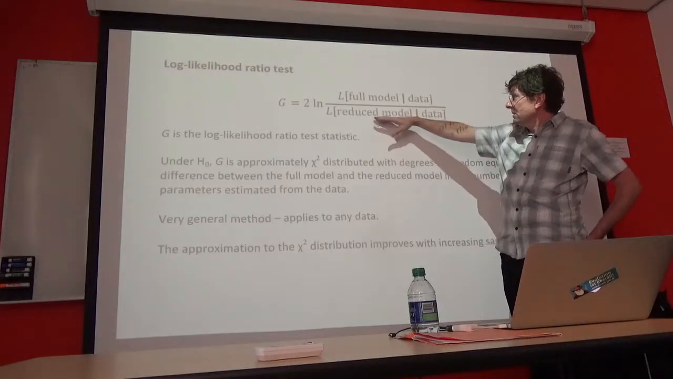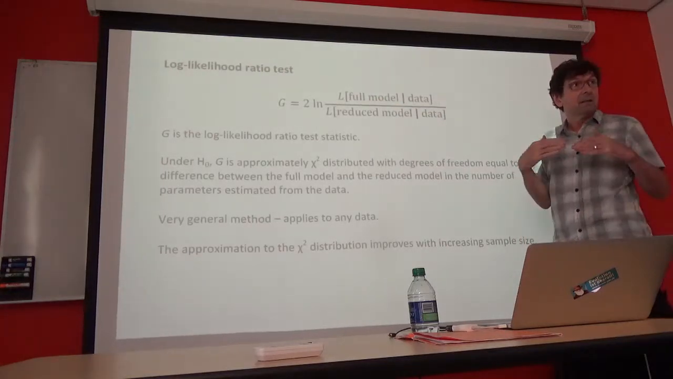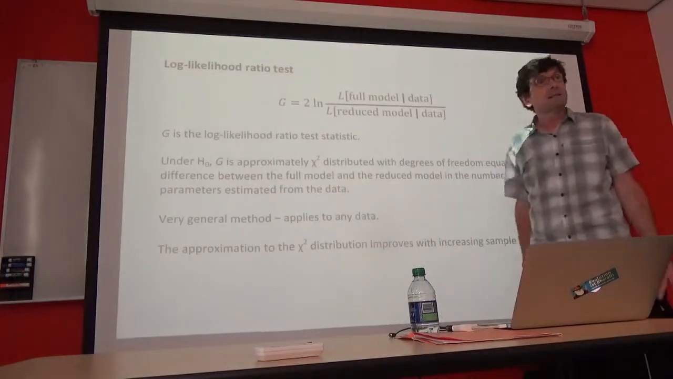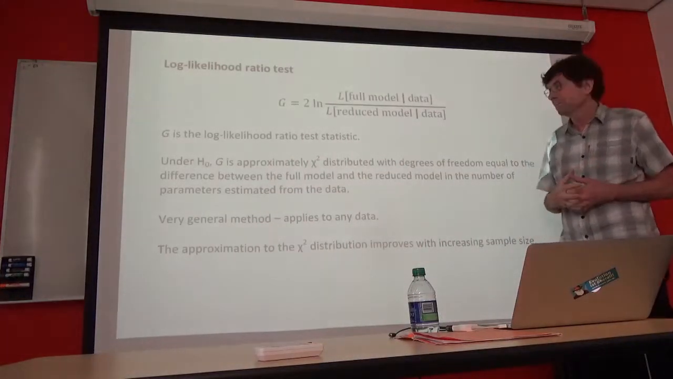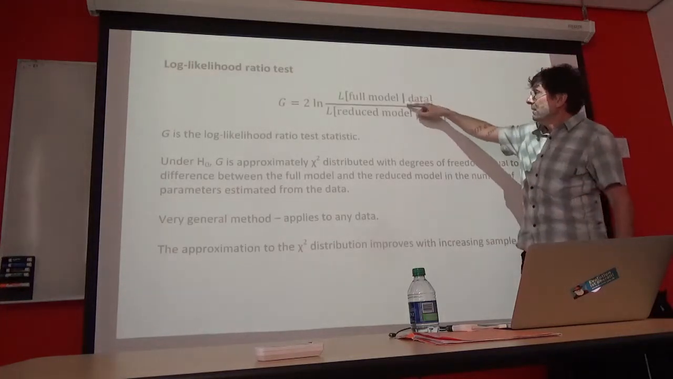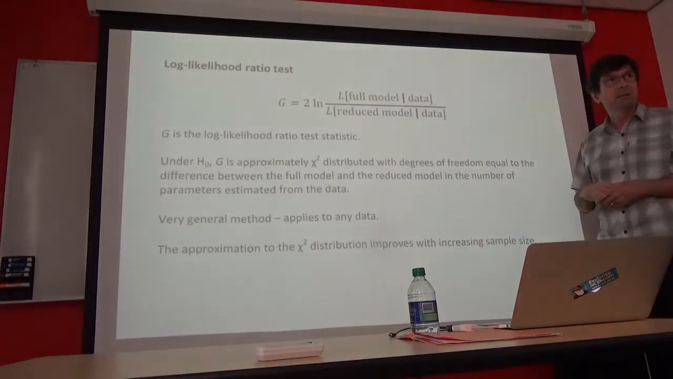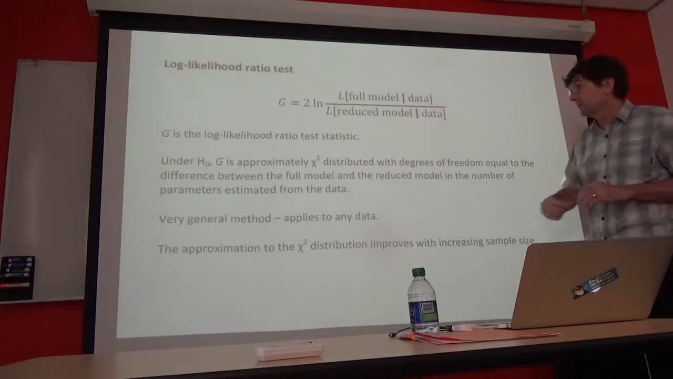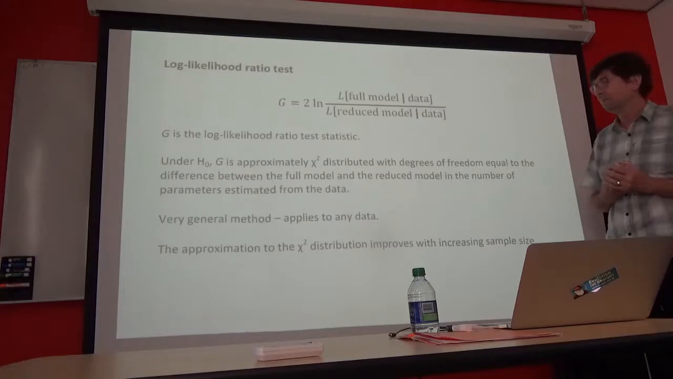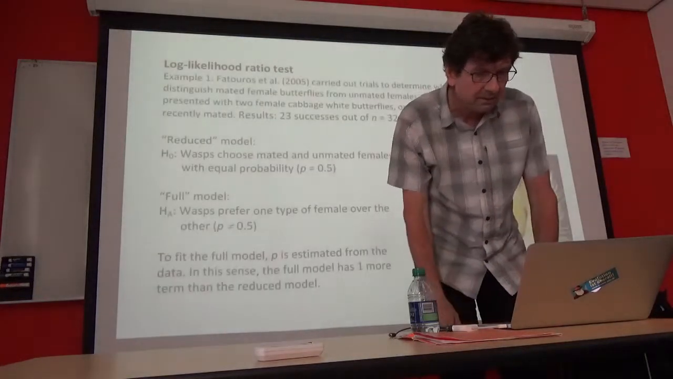Usually the way that this is used is that the reduced model is a null hypothesis and the full model is the alternative hypothesis for a test of a specific term. If the null hypothesis is correct, then G has an approximate chi-square distribution. The degrees of freedom of that chi-square distribution are the difference between the full model and the reduced model in the number of parameters they contain. So once again, it can be used with any data whatsoever, whatever the probability distribution. And so it's a very useful and famous test.